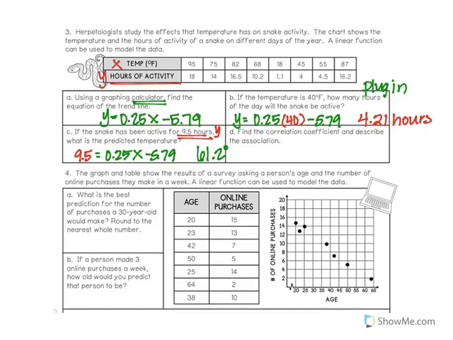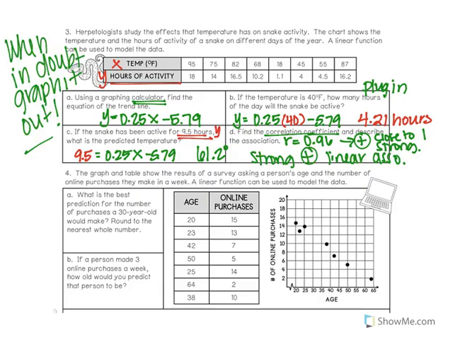Find the correlation coefficient and describe the association. Again, we're looking for the correlation coefficient. That's going to be R equals. When in doubt, graph it out. And so our R is equal to 0.96, which means it's positive, close to 1, which means it's strong. And so the data has a strong positive linear association. So remember that little table from the last set of notes. And again, when in doubt, graph it out. That's going to be key here.